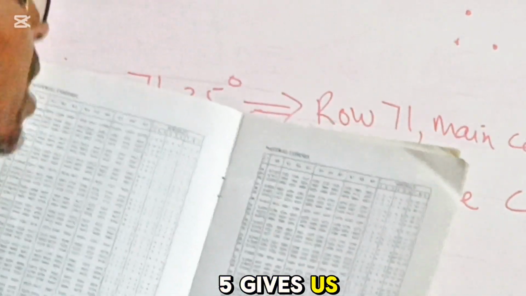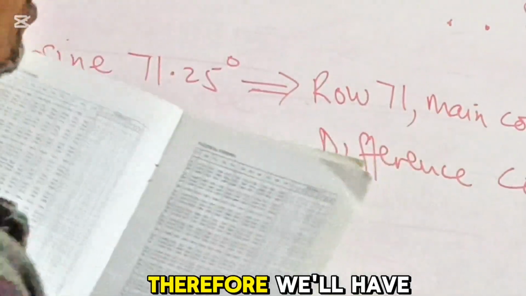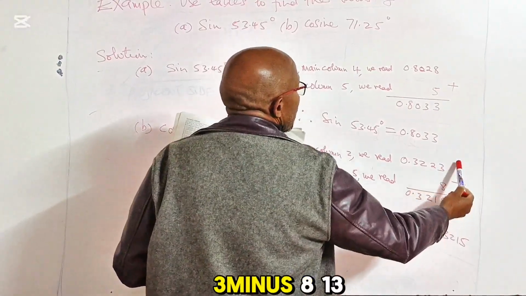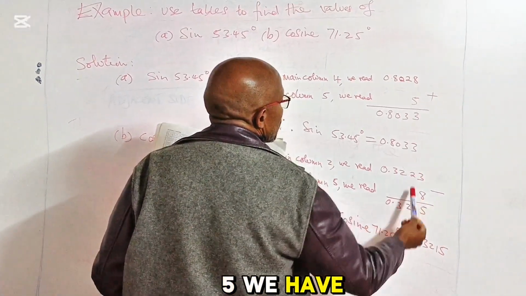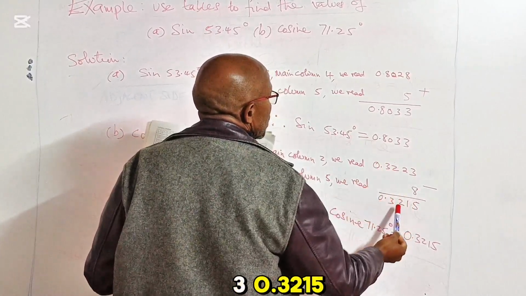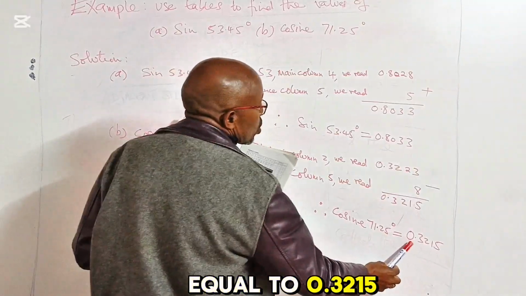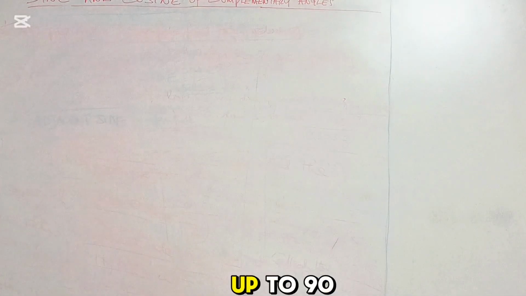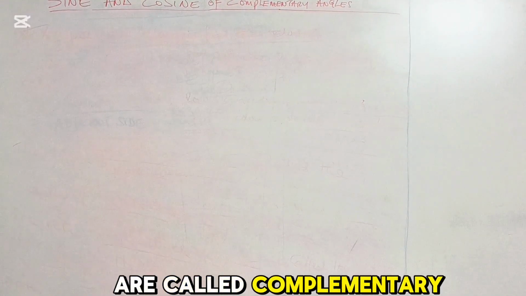5 gives us 8, and instructions are subtract. Therefore, we'll have 0.3223 minus 8. 13 minus 8 to get 5, we're left with 1, then 2, 3, 0.3215. Therefore, the cosine of 71.25 is equal to 0.3215. Angles which add up to 90 degrees are called complementary angles.